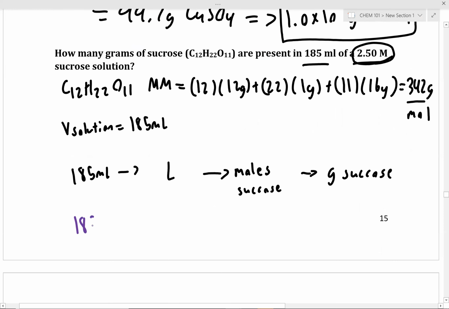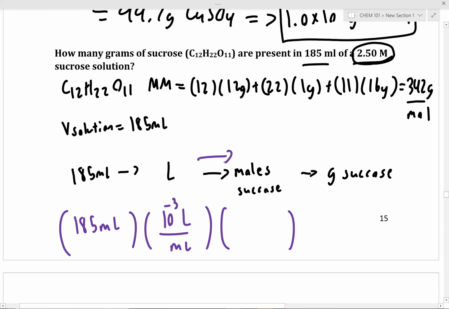So we have 185 milliliters, and my question is, how many liters are there per milliliter? Yep, 10 to the negative third. Okay, now if we're going from liters to moles, how many moles do we have per liter? 2.5. We have 2.5 moles of sucrose. I always put my labels per 1 liter.